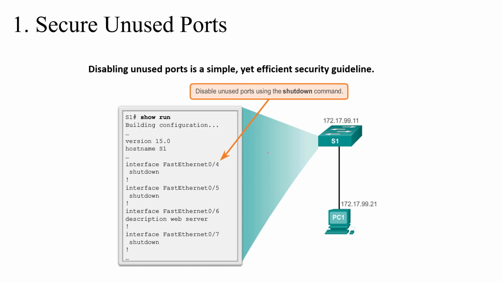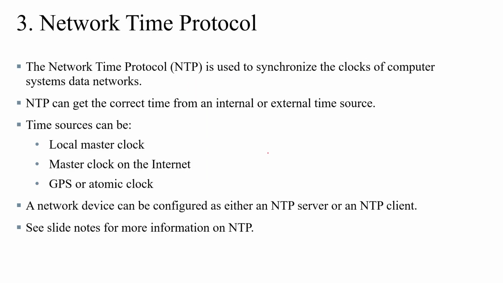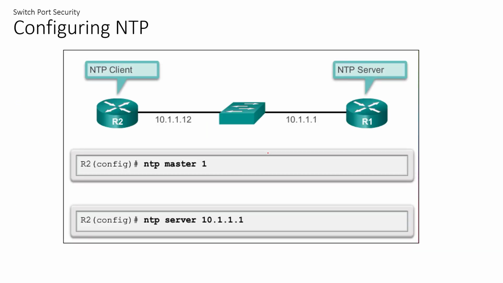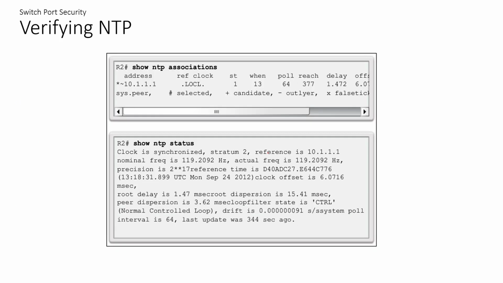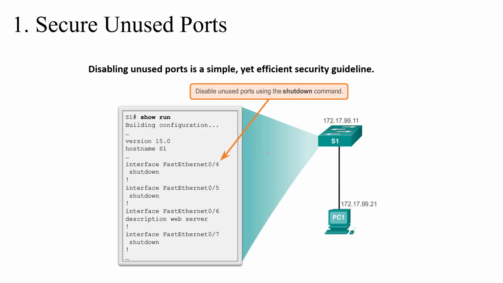So the first concept here is securing the unused ports, then DHCP snooping, and network time protocol. Only three things. Even network time protocol is not port security. So only three things we are going to discuss. Now I'm going to the first concept, which is securing the unused ports.